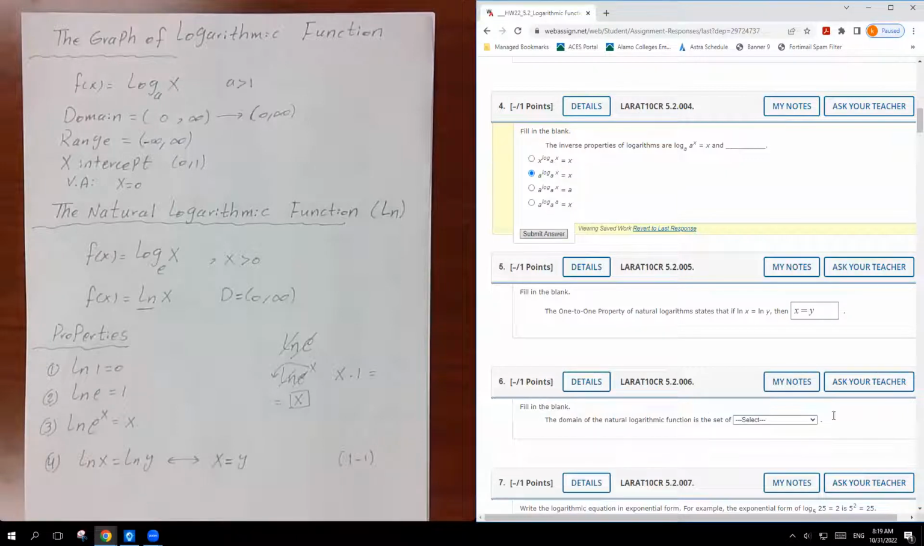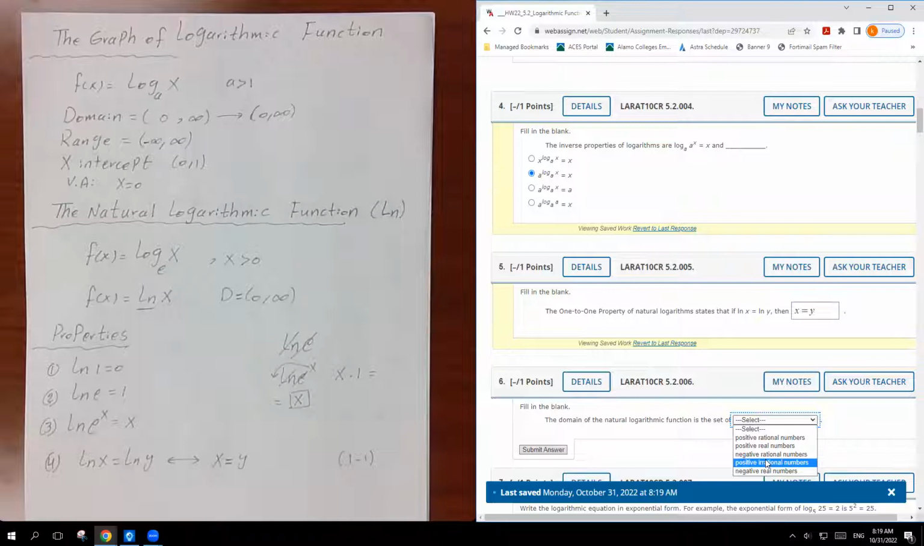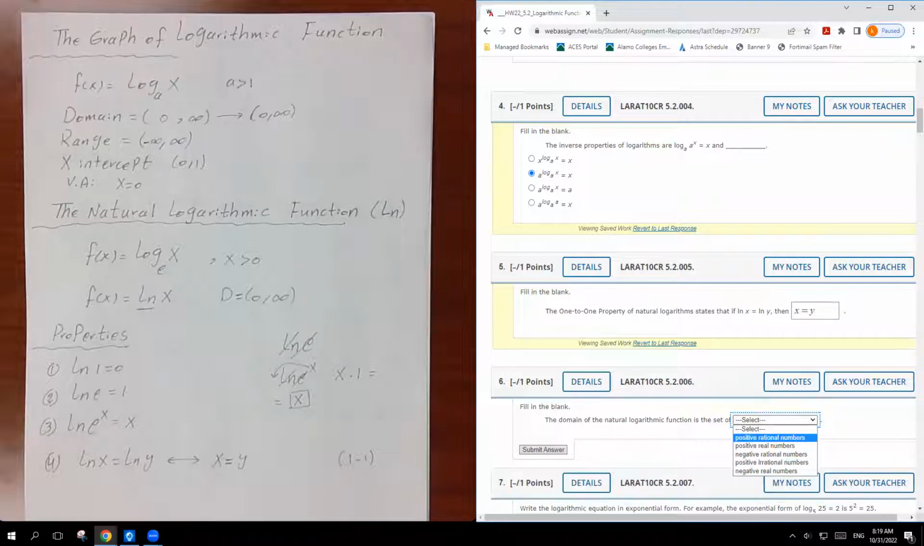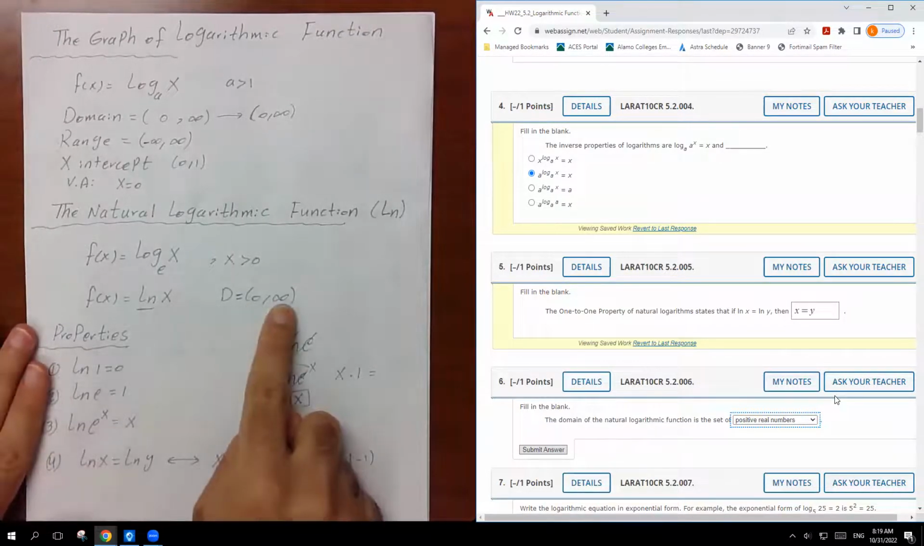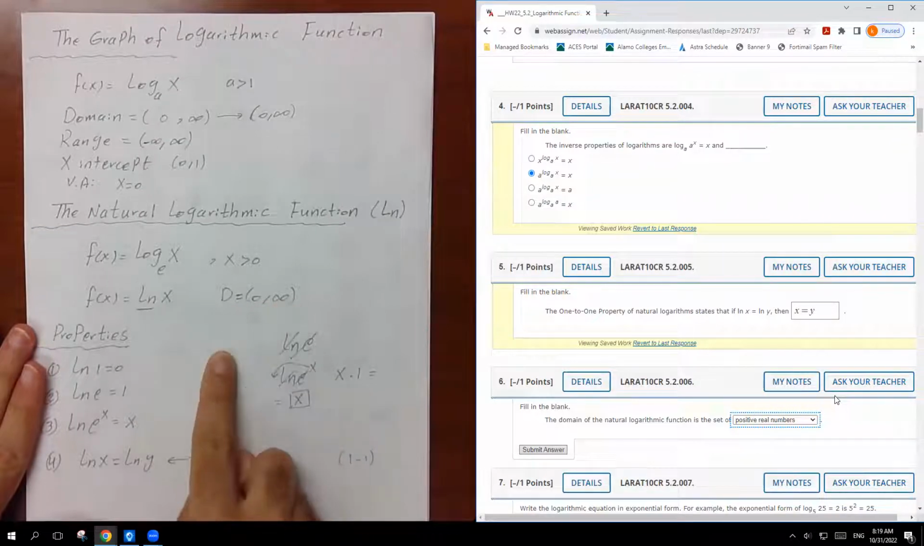The domain of the natural log, check here. They're not going to tell you, like interval notation: positive rational numbers, positive real numbers, negative, positive irrational numbers. So you're going to choose positive real numbers, because from 0 to infinity means only the positive real numbers.